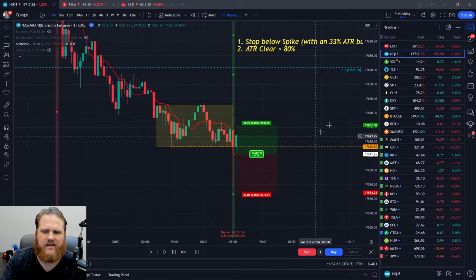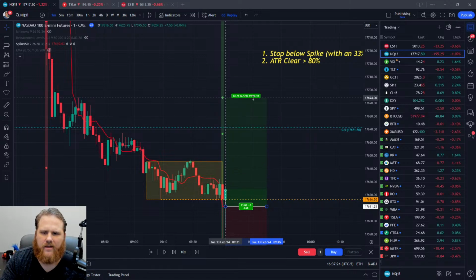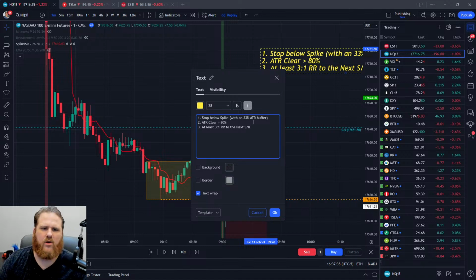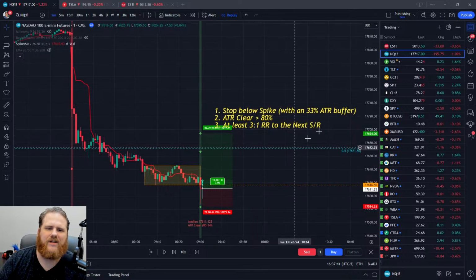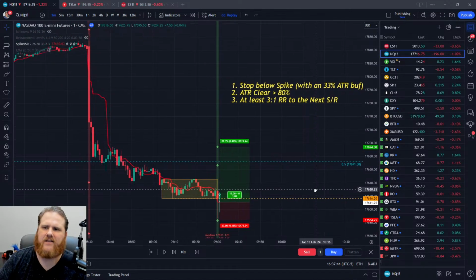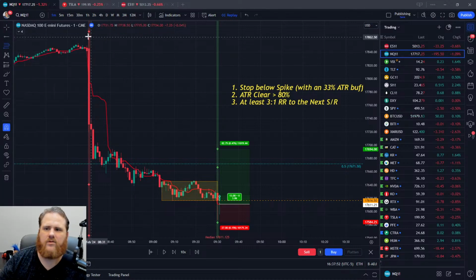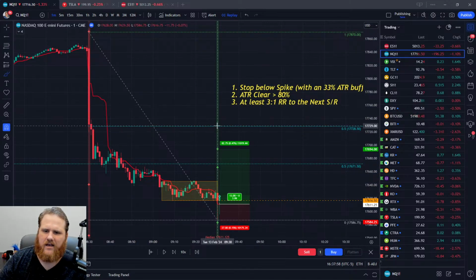All right, so now that we've got these all considered in our criteria, we want to make sure that we get at least a 3-to-1 risk-reward ratio to the next support or resistance, SR. Now, what's going to be support or resistance? Well, in this case, when we're trying to take a reversal of a big move like this, it's going to be the 50% of the prior trend. And so we're going to use our Fibonacci tool in TradingView to draw that to here. And so that's going to give us a 50% level right here.